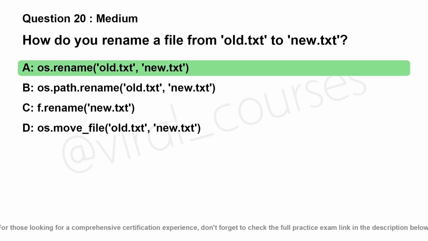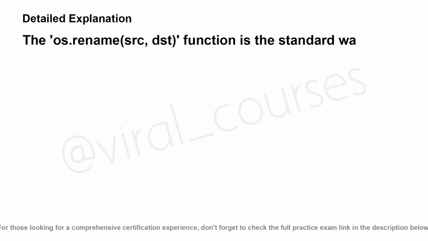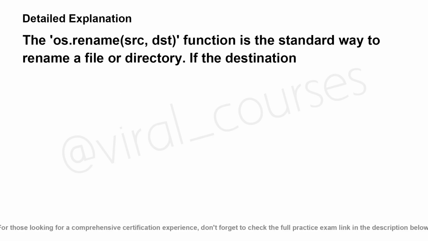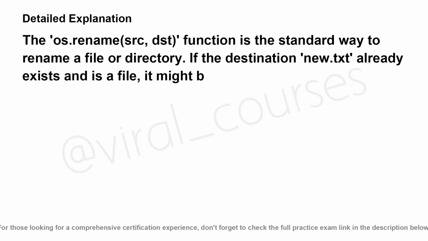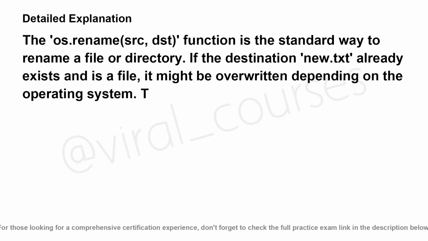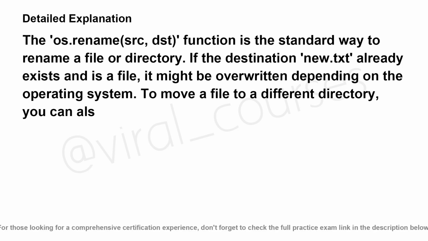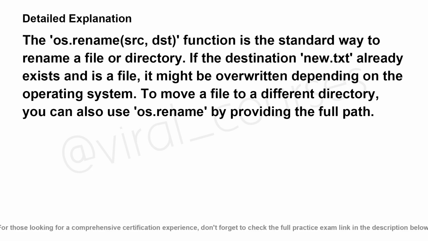The correct answer is A. The os.rename(src, dst) function is the standard way to rename a file or directory. If the destination new.txt already exists and is a file, it might be overridden depending on the operating system. To move a file to a different directory, you can also use os.rename by providing the full path.